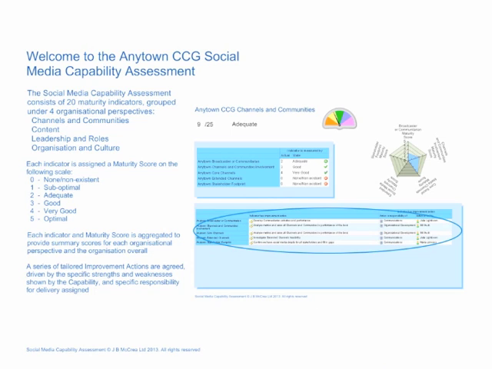A series of tailored improvement actions are then agreed with Anytown CCG, with each action derived from the specific strengths and weaknesses shown by the capability, and with a specific named responsibility assigned for delivery of each action. This is then documented as part of the overall capability assessment.